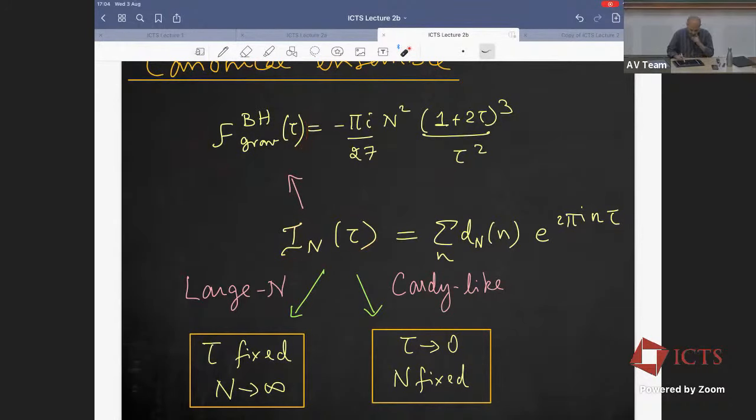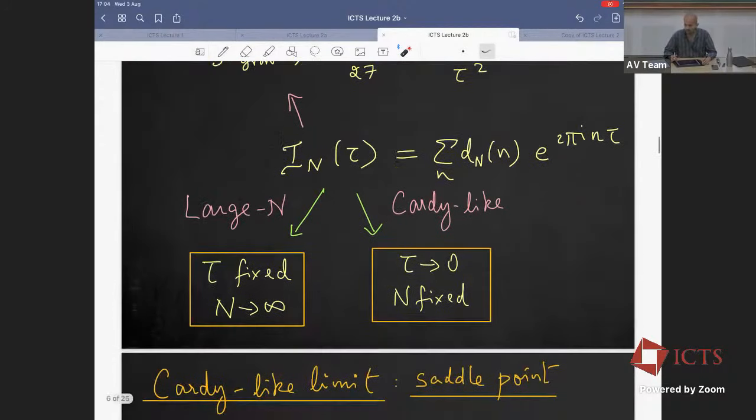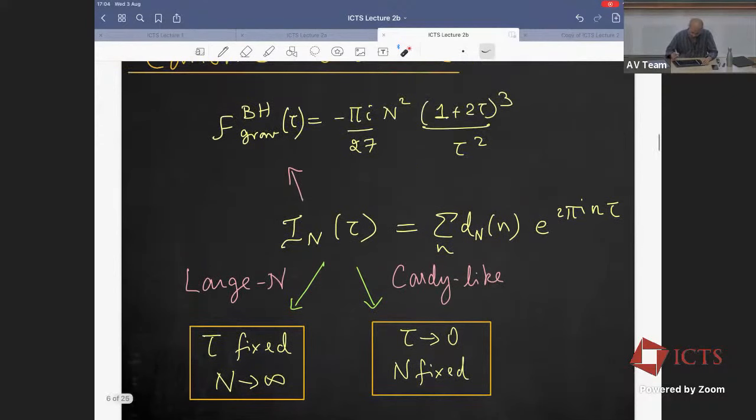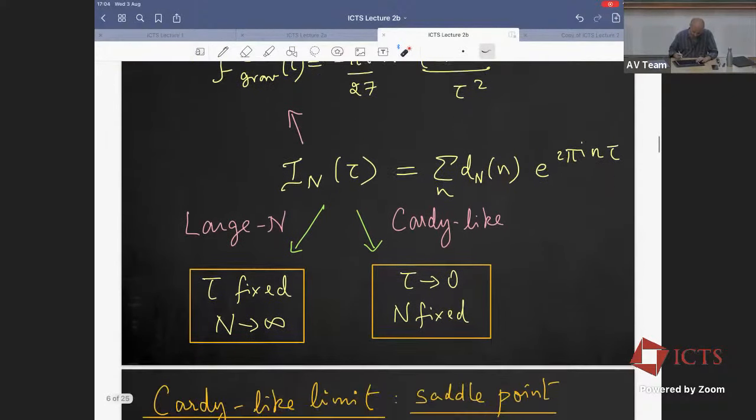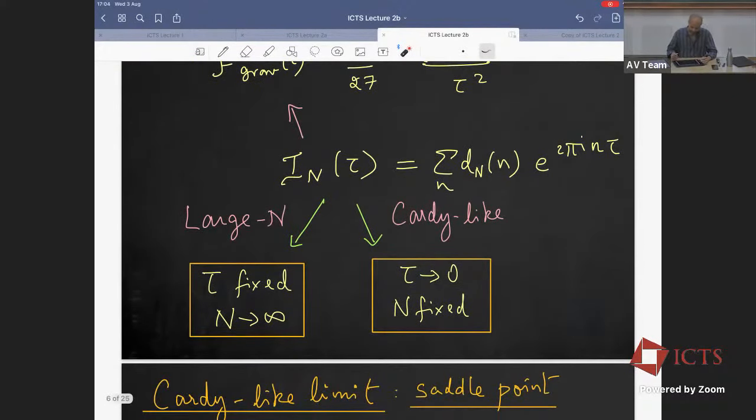Okay, notice that such a behavior can never appear from a holomorphic modular form, which only has 1 over tau ever. Now, in the canonical ensemble, you can have two limits. The larger limit is tau fixed and n goes to infinity.